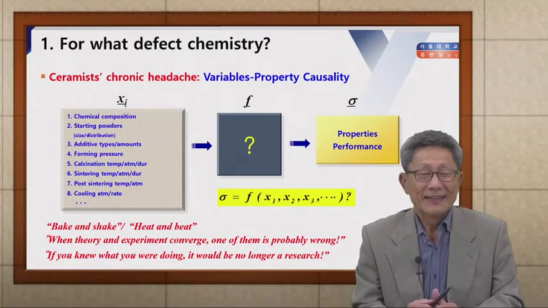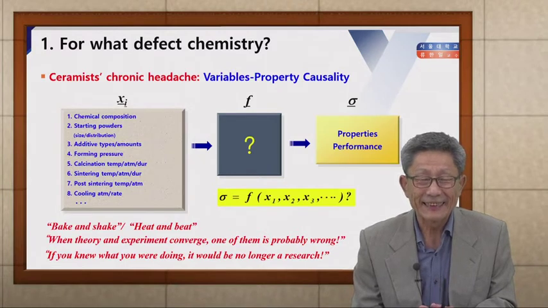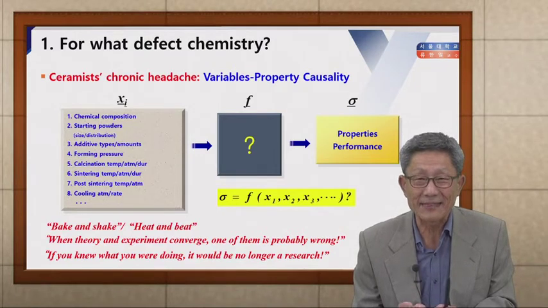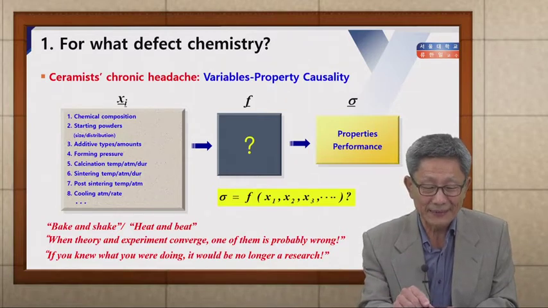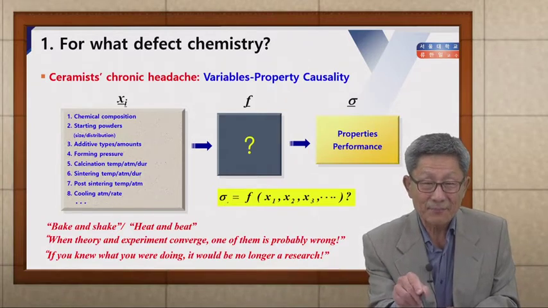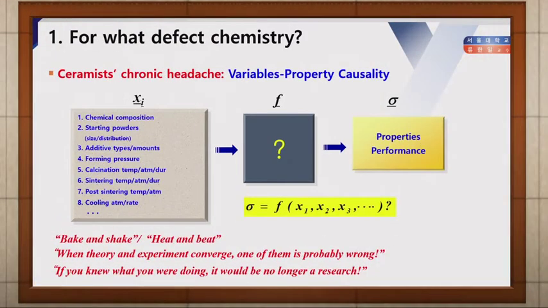You see, well, we ceramists have a really chronic headache. That is, there are too many variables which decide properties of a ceramic or performance of a device thereof. But once we know this black box, which controls the causality between these two things, then we will be happy. But unfortunately, we do not know what this black box is. This is really a black box.